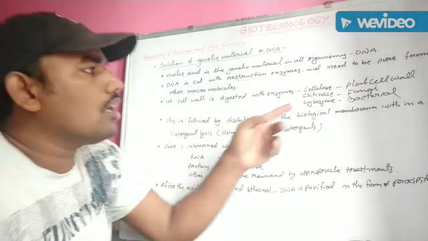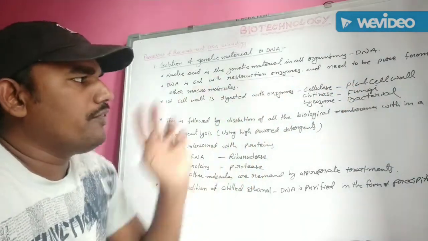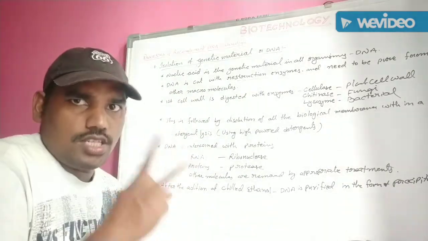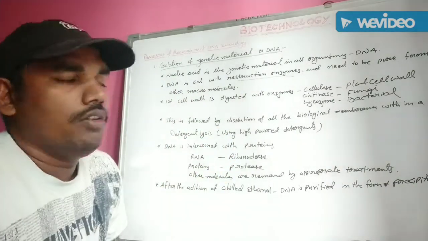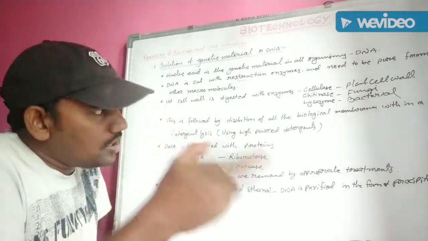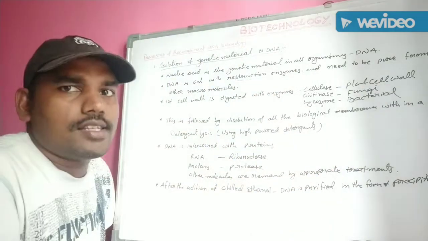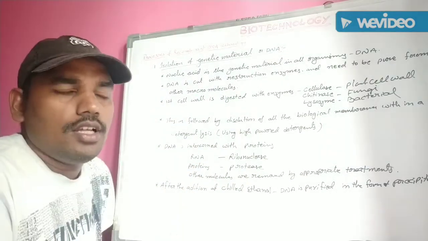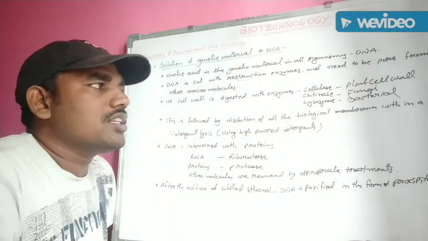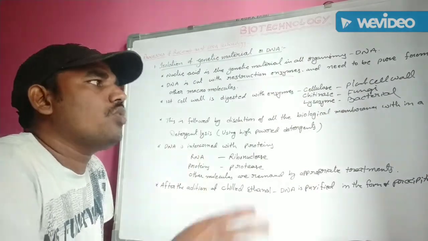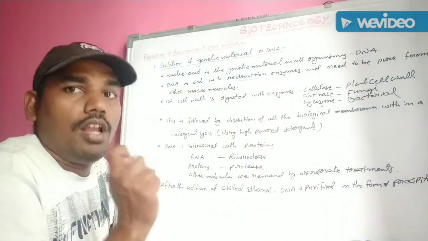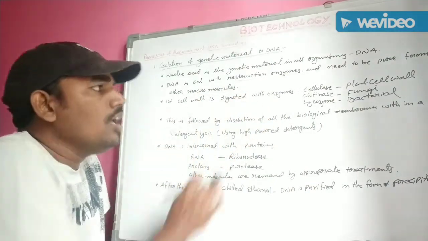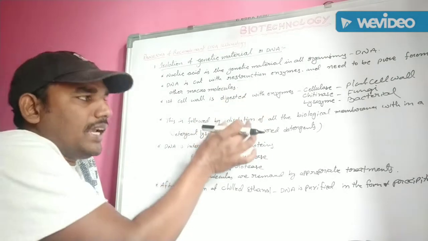In this way, initially, the cell wall is broken with the help of different types of enzymes. If the cell is a plant cell, the plant cell wall is digested with the help of the cellulase enzyme. If the wanted DNA is present in a fungal cell, the cell wall is broken down with the help of chitinase. If the wanted DNA is present in a bacterial cell, the bacterial cell wall is digested with the help of the lysozyme enzyme. So this one is the first step.